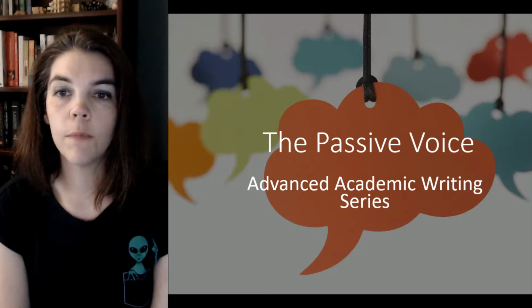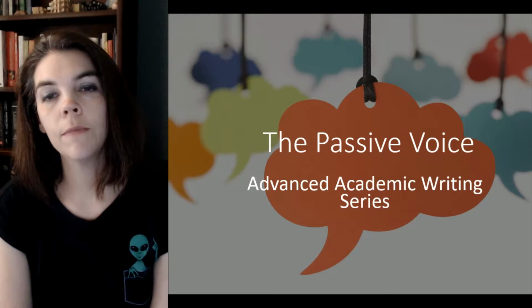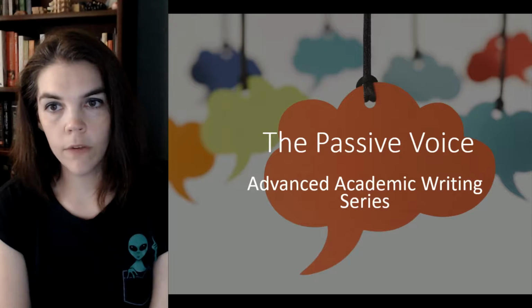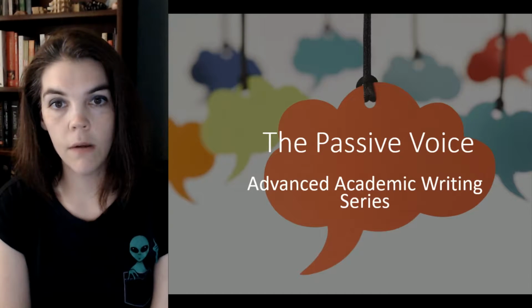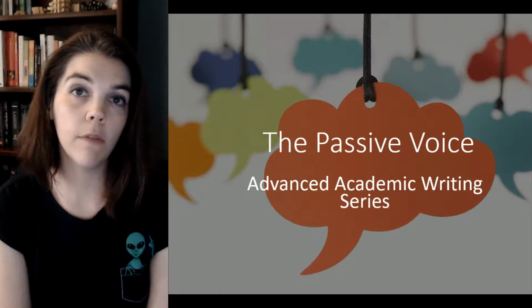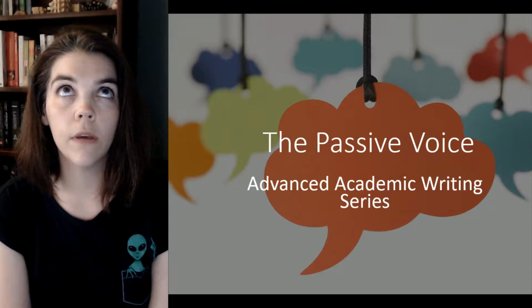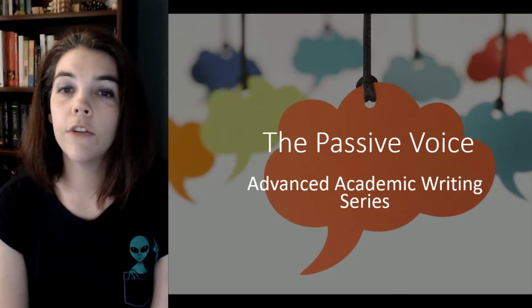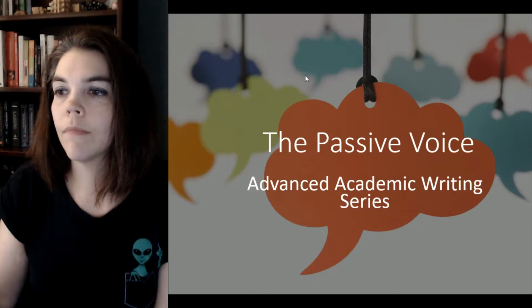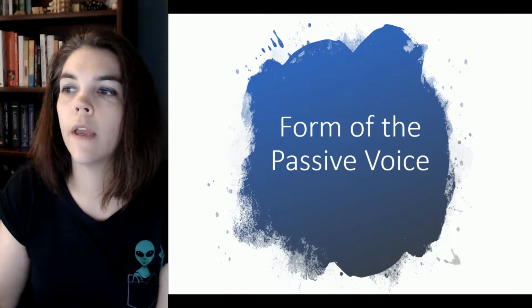This is part of my academic or advanced academic writing series. So if you didn't watch the other videos, there are 3 other videos in this series. The first one starts on moving from active to passive. The second one is about the meaning of the passive voice. The third one is about the use, and this fourth one we're going to finally focus on the form. What does it look like?